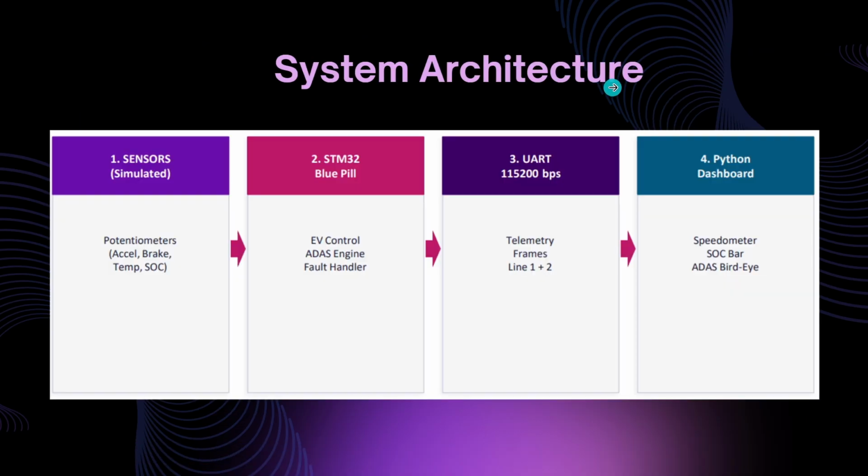This slide consists of the system architecture. You can see that first the data gets collected from various parameters such as acceleration, brake, temperature, and SOC, which is the state of charge of the battery. Next, this data is transferred to the Blue Pill STM32 board where the processing happens. The processed data is then communicated to the dashboard through the UART protocol, which transmits at 115,200 bits per second. The final data is visible on the Python dashboard, where we can see the speedometer, the SOC bar, which is the state of charge bar, and also get an ADAS bird's eye view.